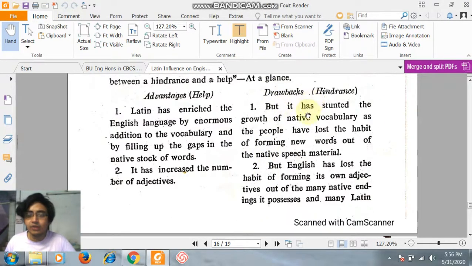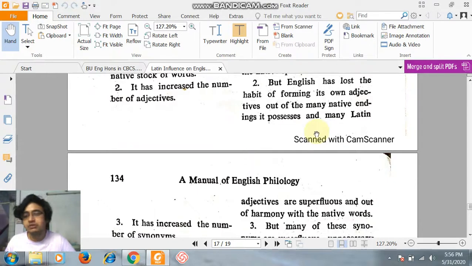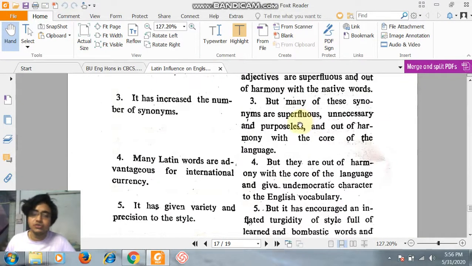On the other hand, what are the hindrances? It has stunted the growth of the native vocabulary as people have lost the habit of forming new words. English has lost the habit of forming its own adjectives out of the many native endings it possesses. It has forgotten to create adjectives using its own resources.